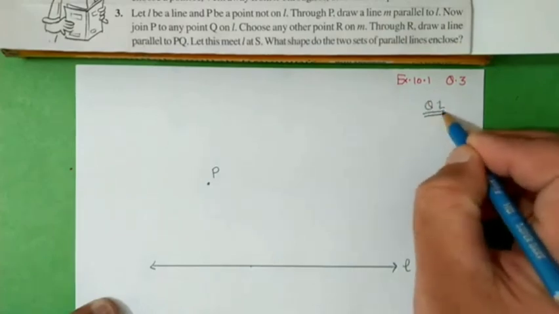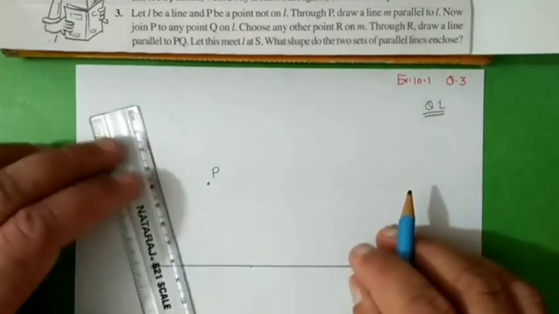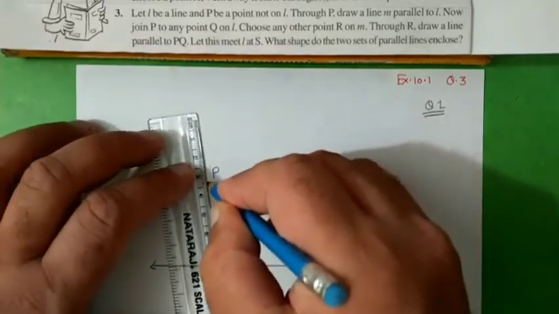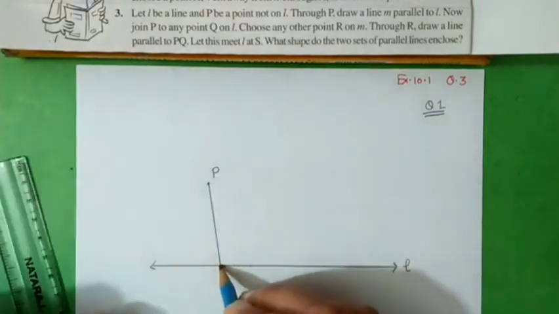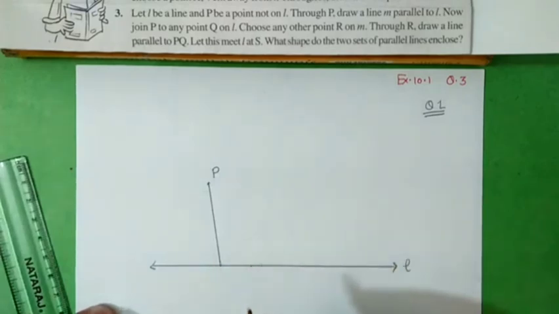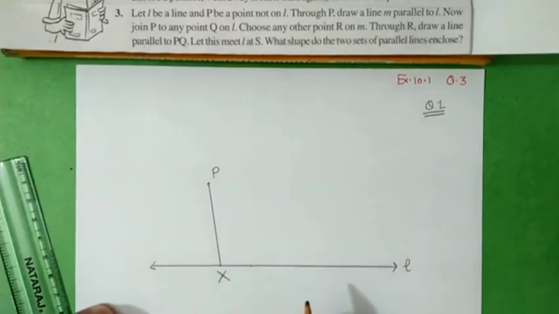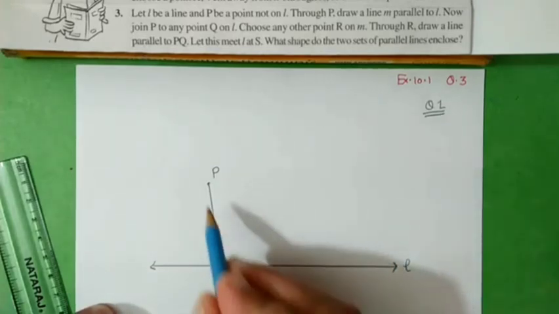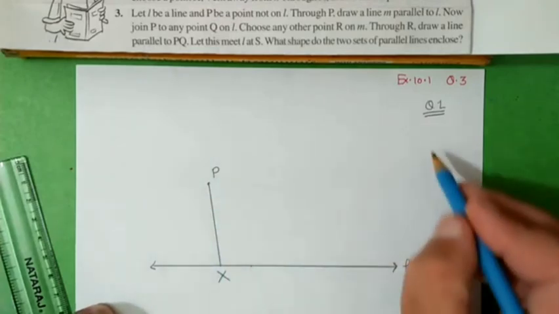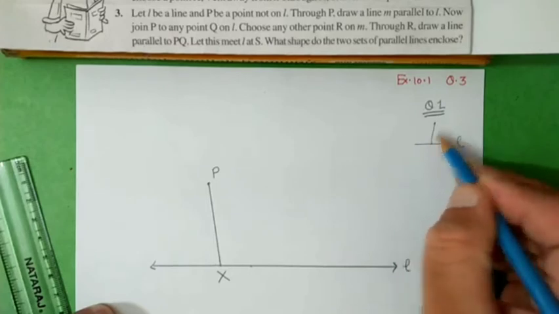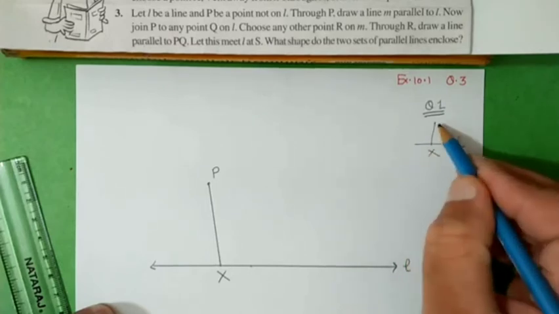Already in question number 1, we have studied how to write this. So we will draw a line from P to the line L, like this. And now we will mark this point as X. Okay, so from X and P, now we have to draw here.